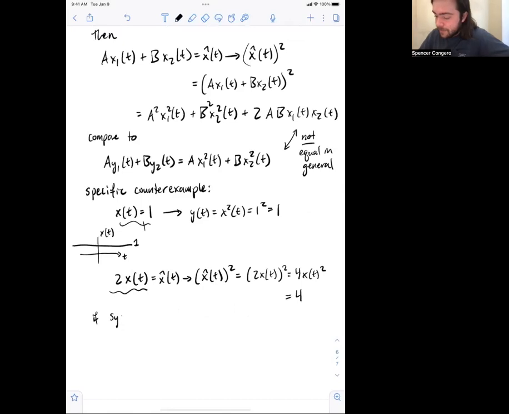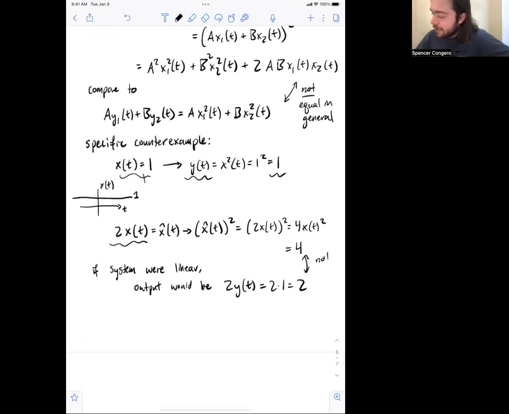If the system were linear, the output would be, well, we put in 2 times x of t, the output better be 2 times y of t. But look, y of t equals 1 as well. So this is just 2 times 1, which is 2. You can see that these are not equal. Not equal.